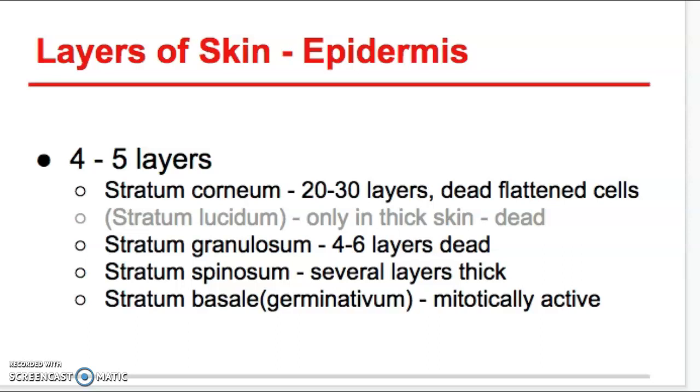Going down, we have the stratum spinosum, and we finally have a living layer. The stratum spinosum is several layers thick. It's named spinosum for spiny, and under certain conditions, when you look at it under a microscope, it looks as if the cells have kind of pointy projections, like they're spiny. And last but not least is the stratum basale. It's the lowest layer of the epidermis, and it's where mitosis occurs. So that's where all the cell division occurs.